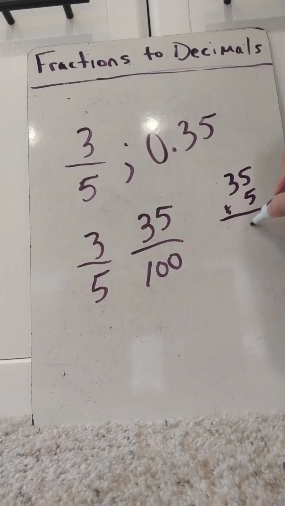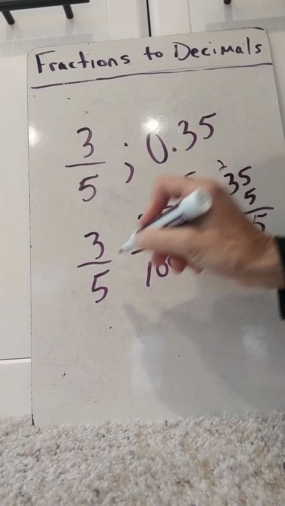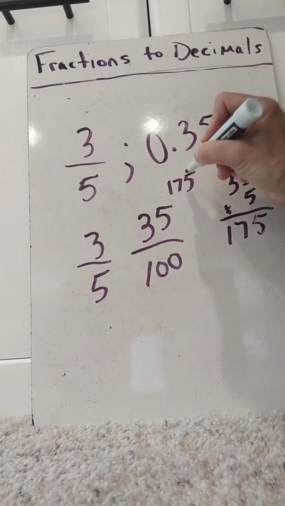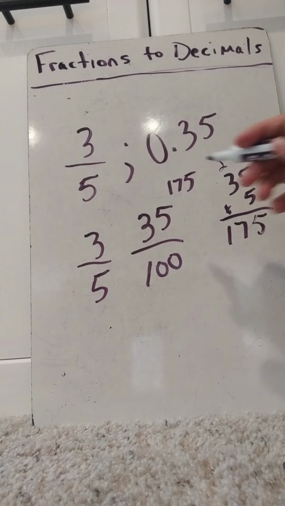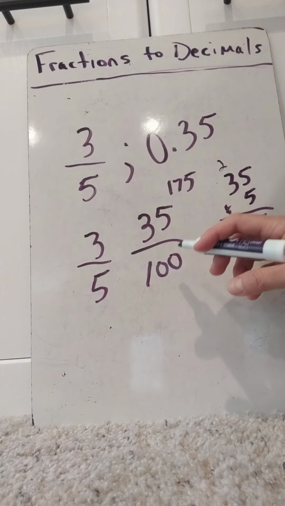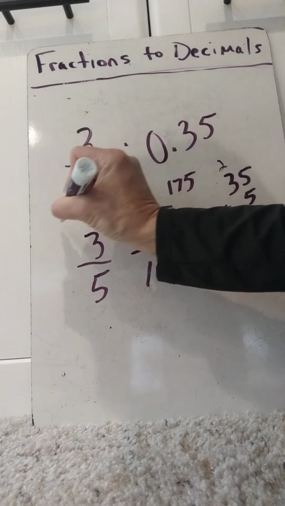5 times 5 is 25. Carry my 2. 5 times 3 is 15, 16, 17. I have to add those two. So that's 17. Okay, that's 175. I'm going to write it right above there. 5 times 35 is 175, and you write it right above that 35. Now you start at your denominator again, and you multiply diagonally. 100 times 3 is what? Well, I know 100 times 3 is 300.